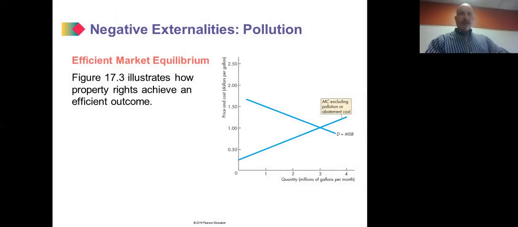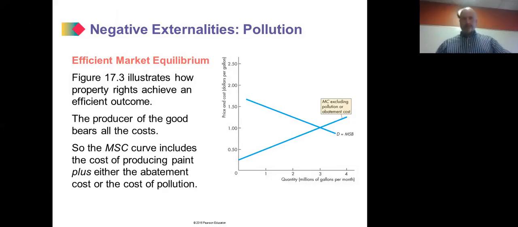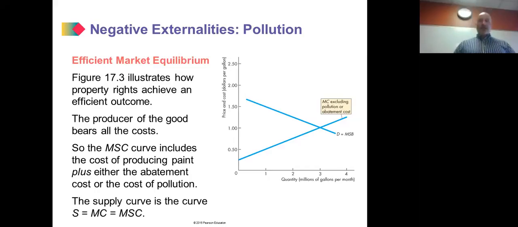All right, let's look at another figure. Figure 17.3, how property rights achieve an efficient outcome. So here we see the producer of the good bears all the cost. So the marginal social cost curve, because they bear the cost, we're going to say that it includes the cost of producing paint plus the abatement cost and any cost of pollution. So the supply curve here is going to be equal to marginal private cost, which is equal to marginal social cost.